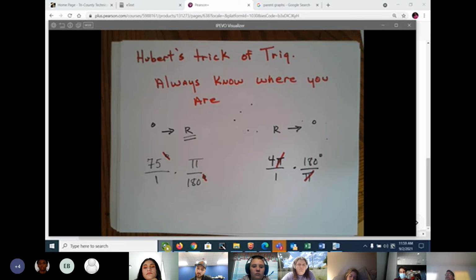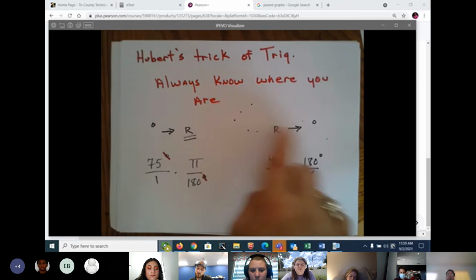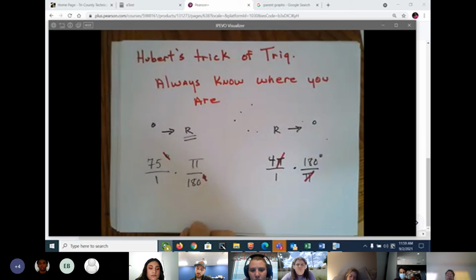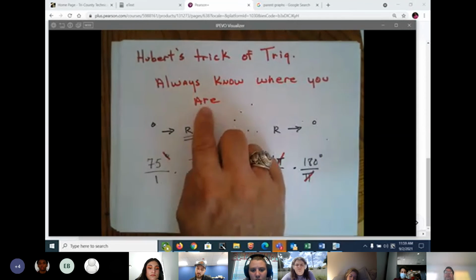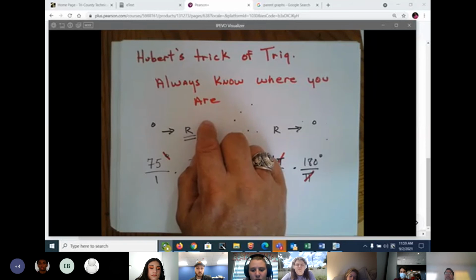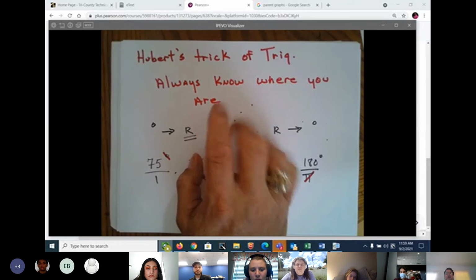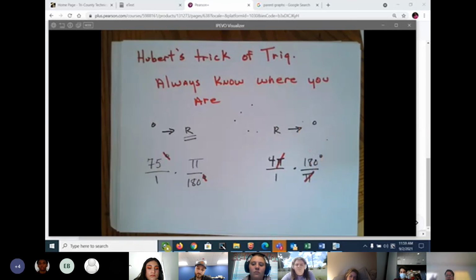Radians to degrees or degrees to radians, it is the conversion method you utilize. So make sure you can do this, because sometimes you're going to be given radians and you're going to say, what the heck does that mean? Change it into degrees so you'll know where you are so you can draw it better. Always do that.